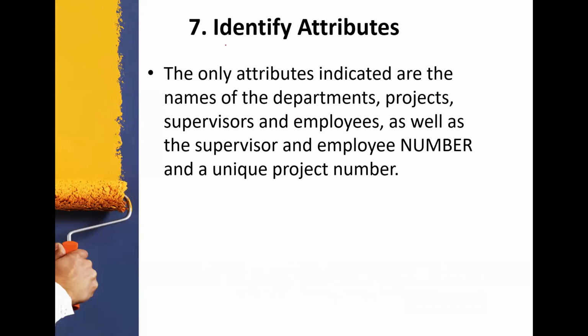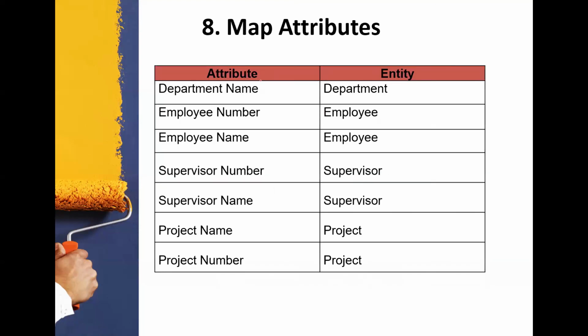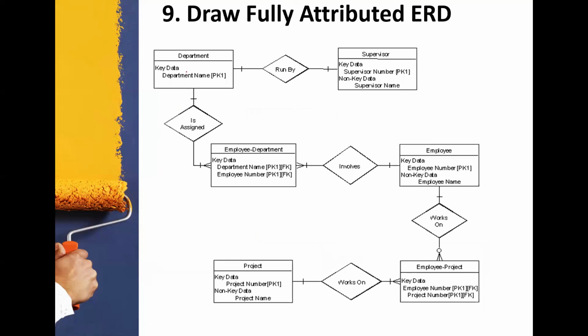So identify attributes. The only attributes indicated are the names of the department, project, supervisor and employee, as well as the supervisor and the employee number and the unit project number. So dia akan jadi macam ni lah. Department dia ada department name, employee dia ada employee number, employee name. Supervisor dia ada supervisor number dengan name, dan kita kena masukkan ni kat dalam ni nanti dalam diagram. So project ada dua, project name dengan project number. So bila kita masukkan dia, kita kena masukkan semua dan menjadi draw fully attributed ERD.